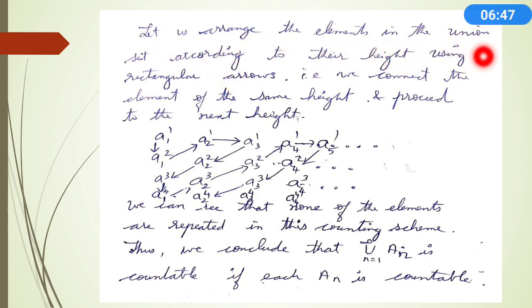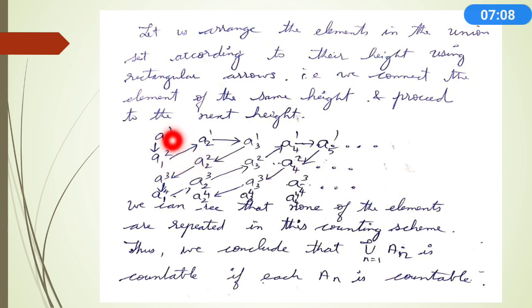Let us arrange elements in the union set according to their heights. So height 2, height 3, height 4, you are going to arrange using rectangular arrows. That is, we connect the elements of the same height and proceed to the next height. So we can see that none of the elements are repeated in this counting chain.